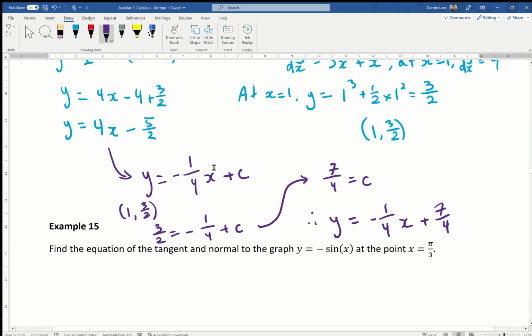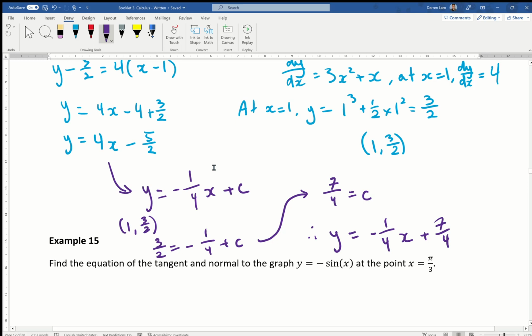Find the equation of the tangent and normal to the graph y equals negative sine x at the point x equals pi over 3. Just double checking that we're all good in terms of using the calculator. Of course, you're going to go to graph and table. You're going to clear whatever function you have. You type in your function here: negative sine x. And then I'm just going to draw my function.